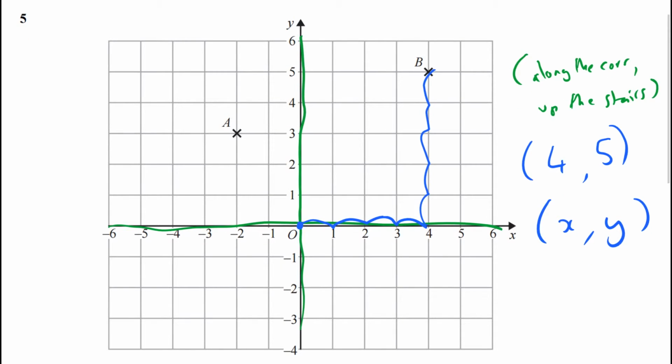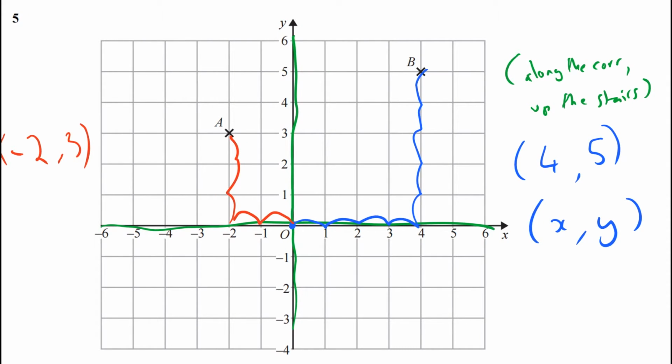Coordinate A would be 2 backwards along the corridor, because we're starting from 0, remember, so that would be -2 in brackets. How far up the stairs? 1, 2, 3, so 3 up the stairs. So the coordinate would be -2, 3. Just remember that the corridor comes before the stairs.